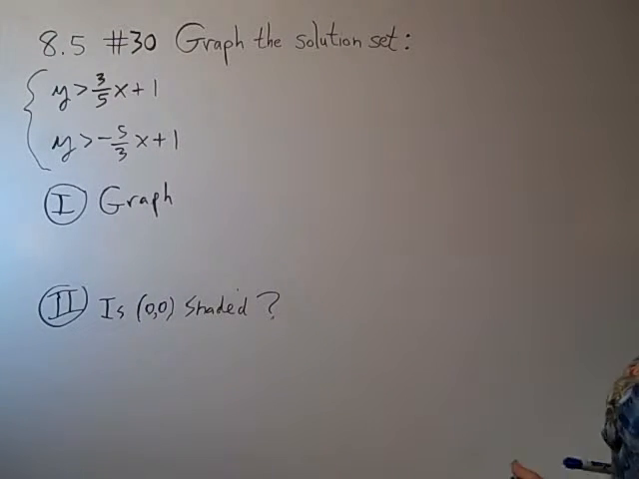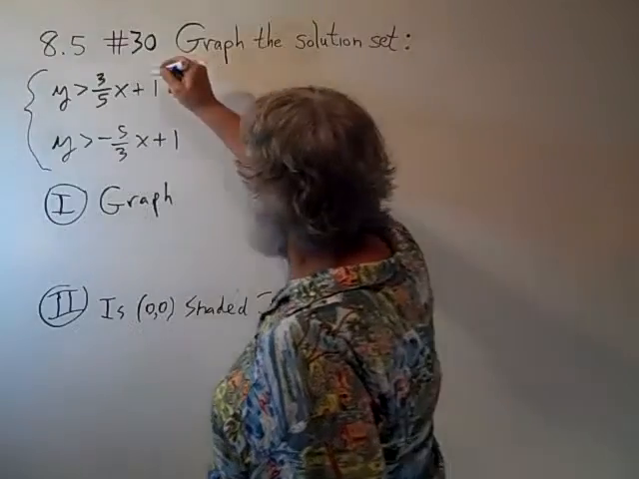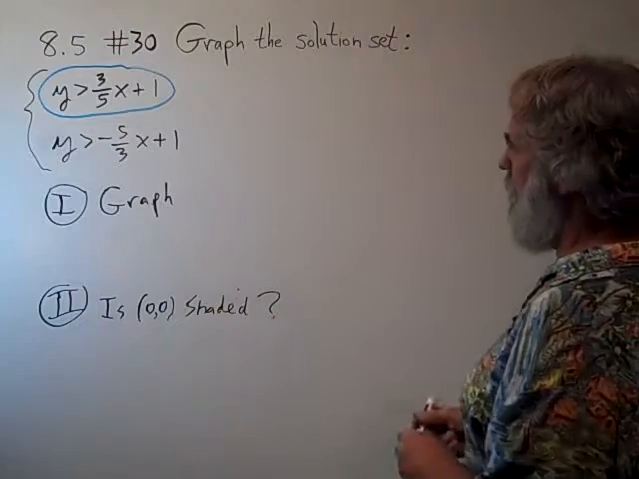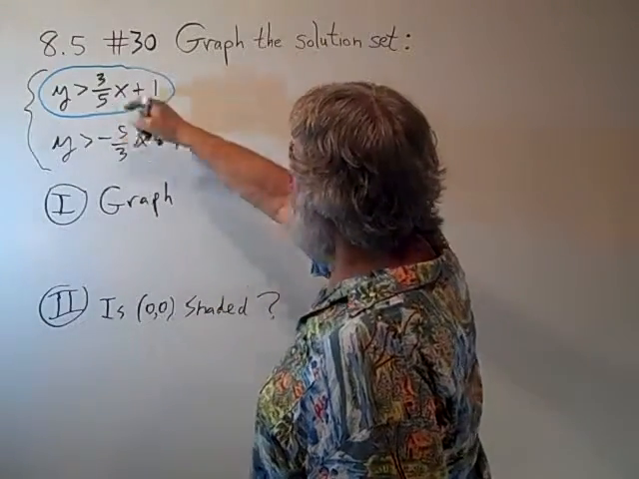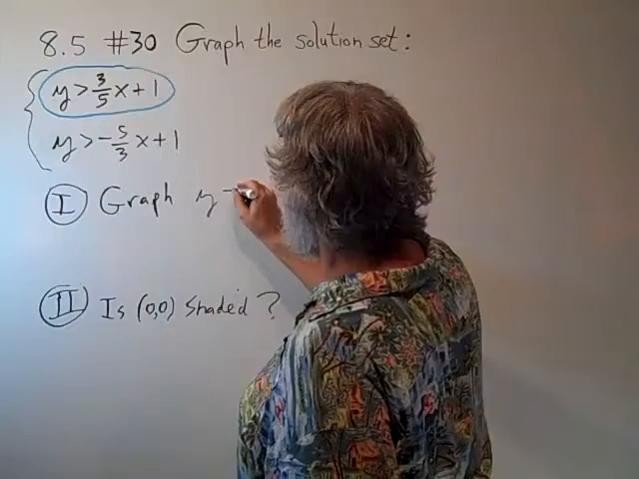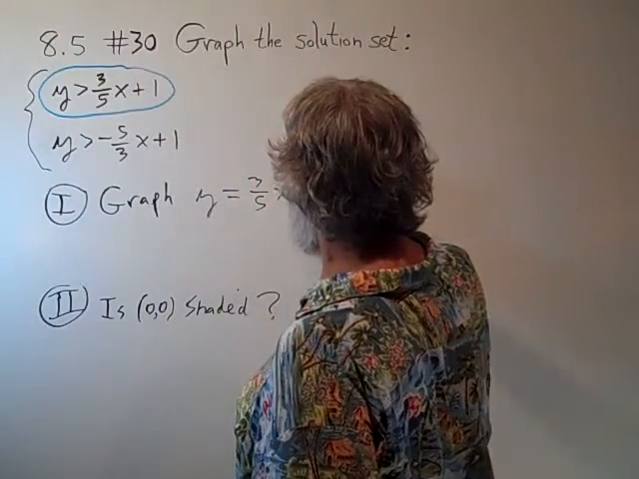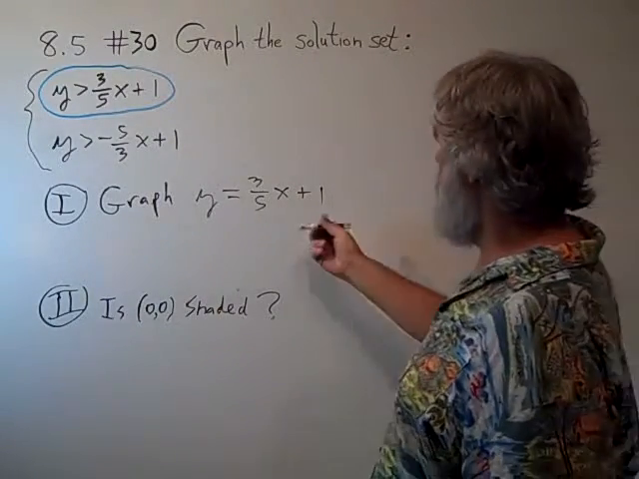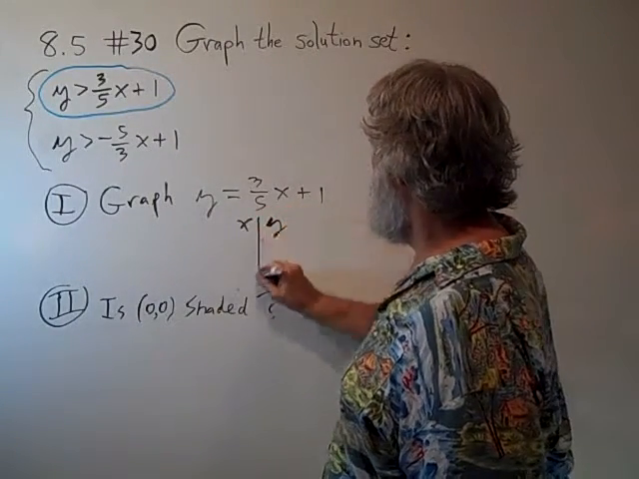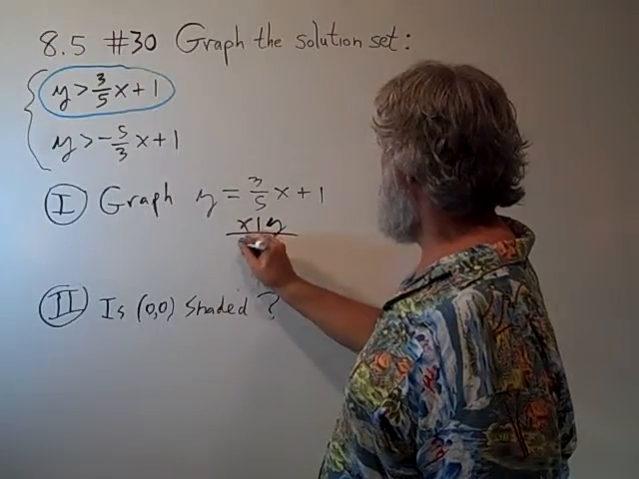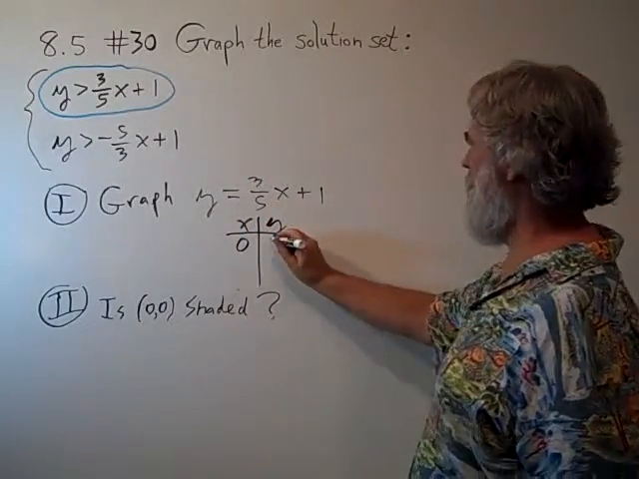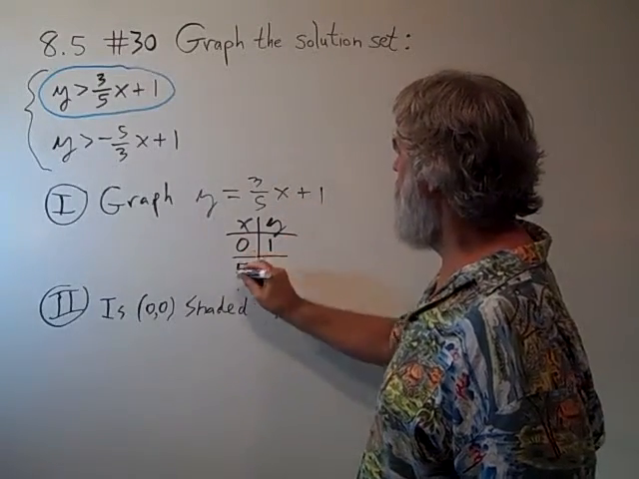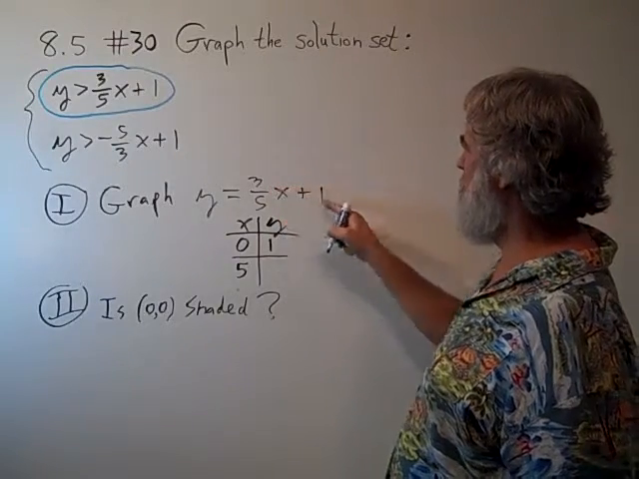To graph the solution set of this system of linear inequalities, we will first graph the first of the inequalities of this system. And we begin by graphing the bounding line of this region, y equals 3/5 x plus 1. So we need 2 points that are on the graph to graph this line. And if x is 0, then y simply equals 1. And if x equals, say, 5, then the 5's cancel, y equals 3 plus 1, which is 4.